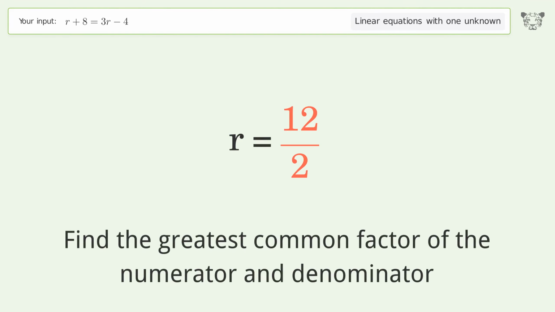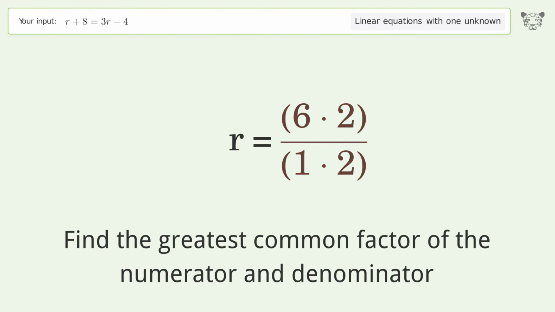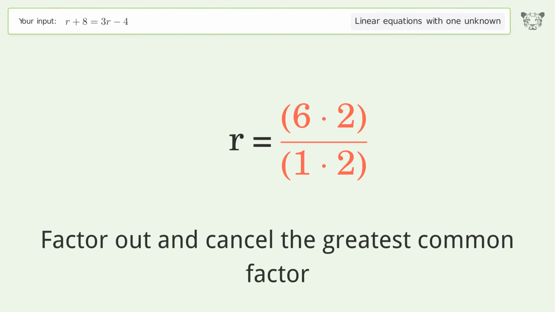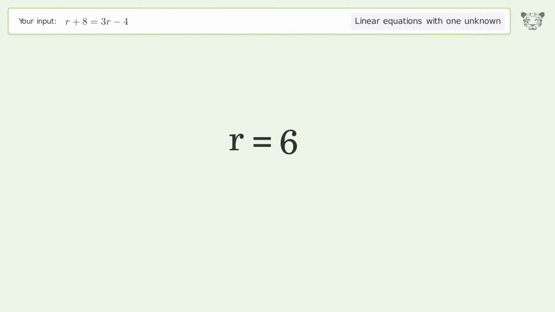Find the greatest common factor of the numerator and denominator. Factor out and cancel the greatest common factor. And so the final result is r equals 6.